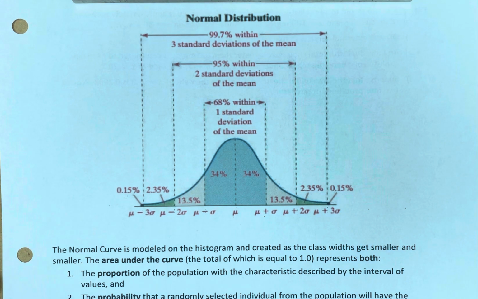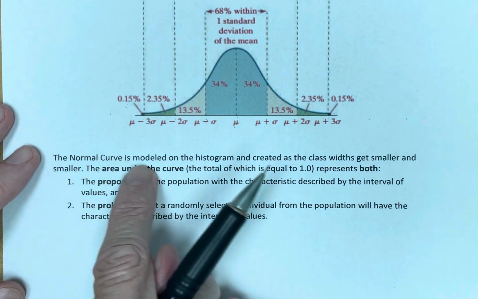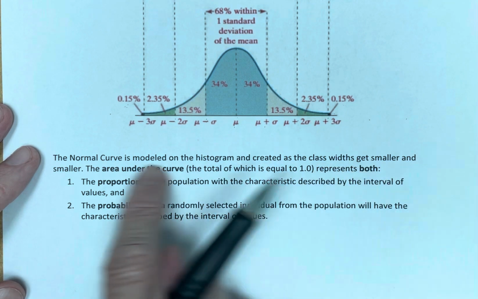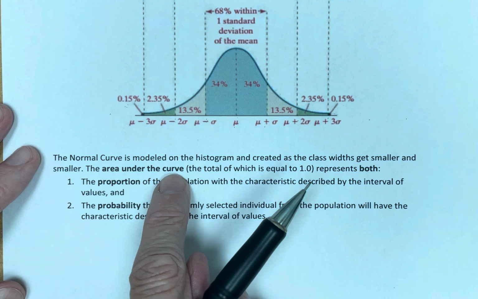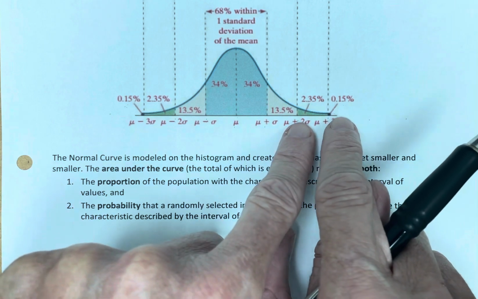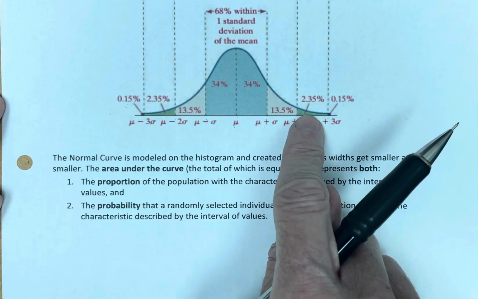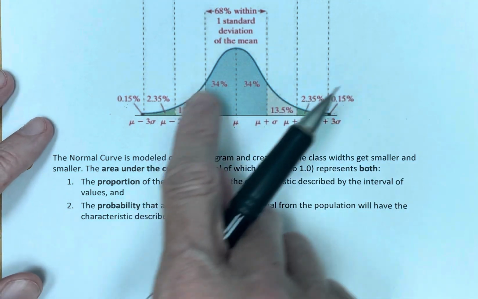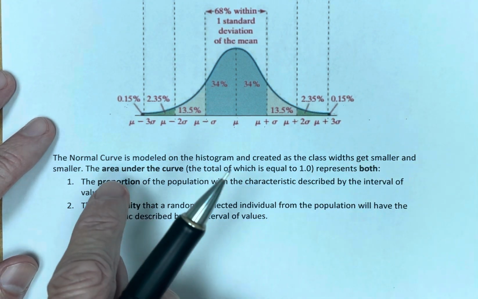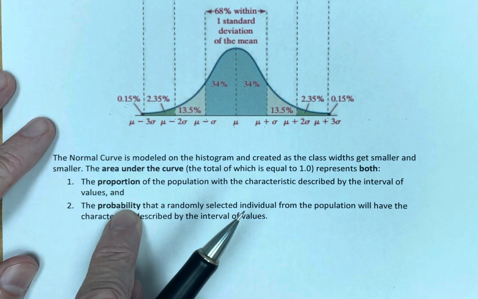Two things about the normal curve that we want to remember. The normal curve is modeled on the histogram. It's created as the class widths get smaller and smaller. The area under the curve, remember it goes on forever, but obviously it gets narrower and narrower as you get out on these wings. The total area is 1 or 100%. But when we talk about proportion, the area is 1. It represents two things, the proportion and the probability. And you want to remember these two things when you interpret this.